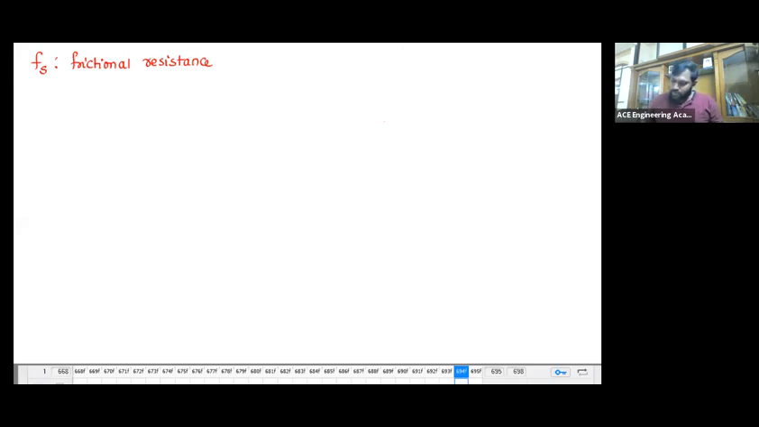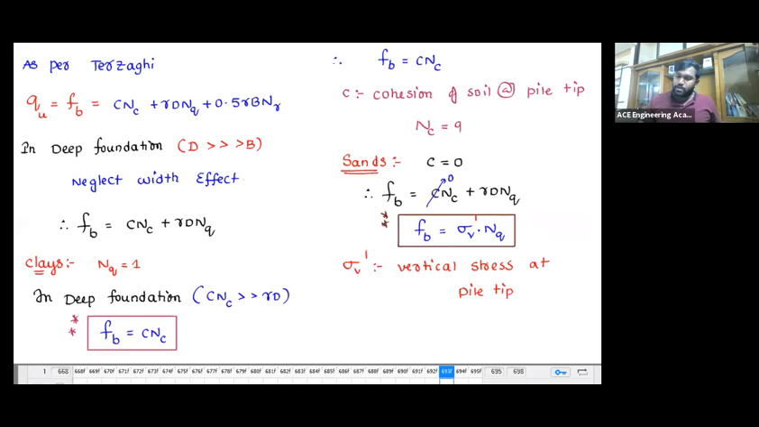Okay, fine. So if you observe here, in the case of sands, we just keep C equal to 0, and whatever remains is nothing but gamma d. What is meant by gamma d? That's the vertical stress. So that vertical stress I am going to represent as sigma v.